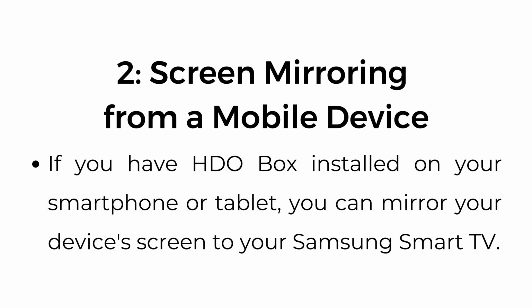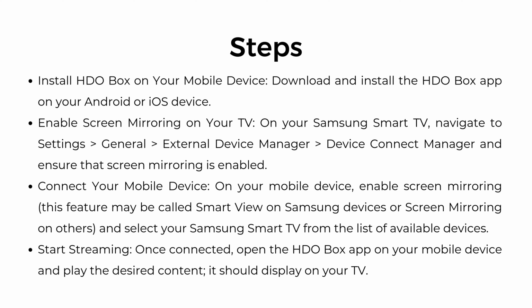Number 2. Screen mirroring from a mobile device. If you have HDO Box installed on your smartphone or tablet, you can mirror your device's screen to your Samsung Smart TV. Here are the steps. Install HDO Box on your mobile device. Download and install the HDO Box app on your Android or iOS device. Enable screen mirroring on your TV.